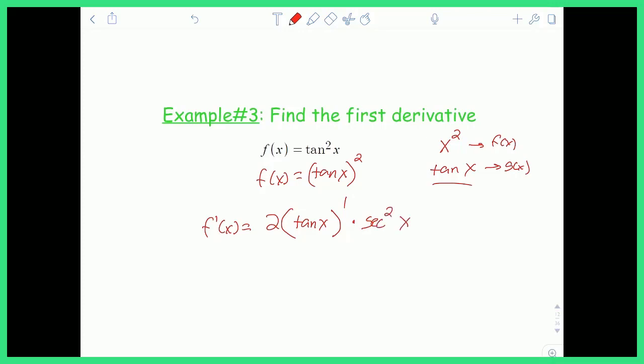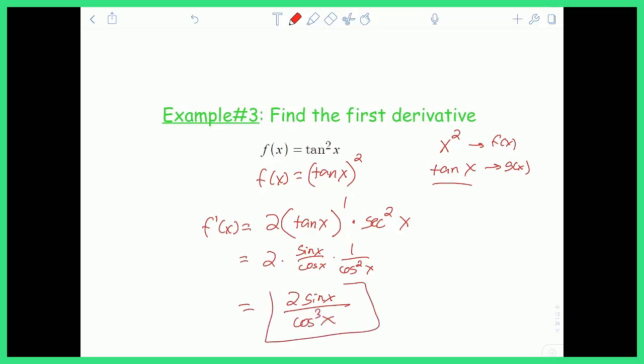Okay? And then you can ask yourself, do we have any way we could simplify this? Well, we know that tan is sine over cosine. And we know that secant is 1 over cosine. And so I suppose if you'd like to, you could simplify this to be 2 sine x over cosine cubed x. It's really up to you if you wanted to leave it like that or you wanted to leave it in its initial form with the tans and secants. I tend to like sines and cosines a little bit better.